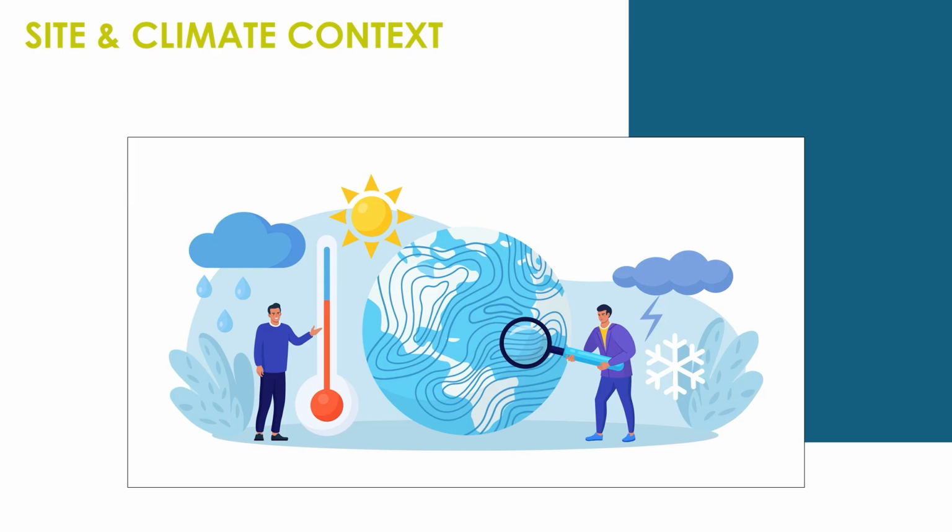One of the first considerations is site location and climate context. Data centers situated in cooler regions can take advantage of free cooling for much of the year, reducing reliance on mechanical chillers. Conversely, facilities in hot and humid climates must invest in more robust cooling infrastructure, increasing both capital and operational costs. Orientation and shading of the building also matter.